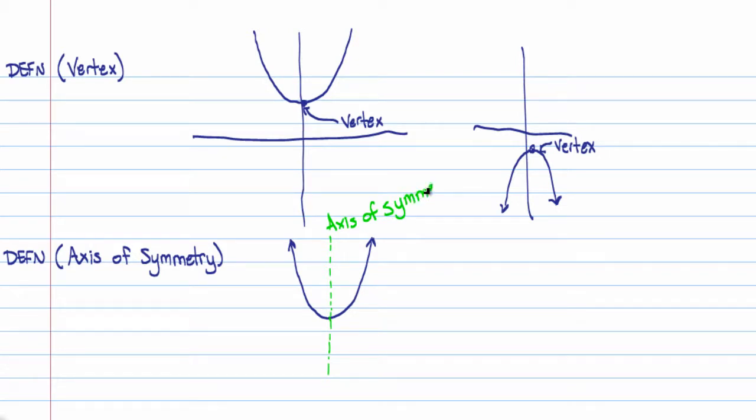We'll find out that it doesn't need to lie on an axis itself. So it doesn't have to be on the y-axis like our last examples. It could occur off of an axis. But that mirror image vertical line is called the axis of symmetry.